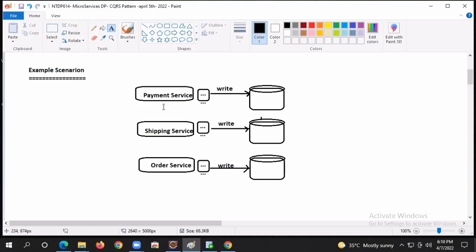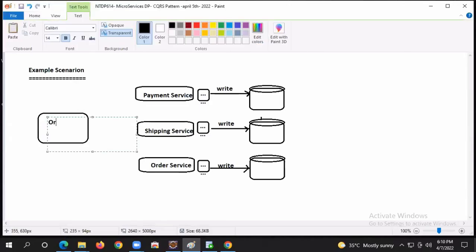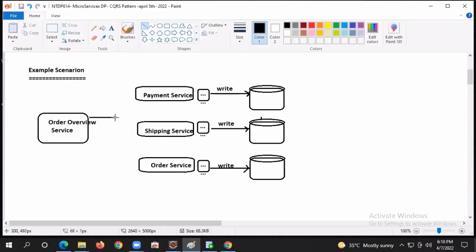Okay. So what they say is, instead of making them talk with each other, you do one thing: you take a separate microservice, an order overview service or order management service, whatever it is, and you make it talk to these other services. So that what? You will get the overview of all the operations that are happening or not.